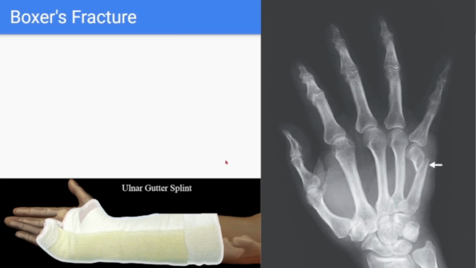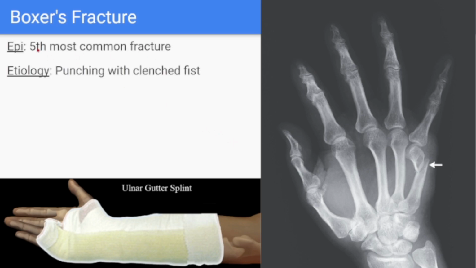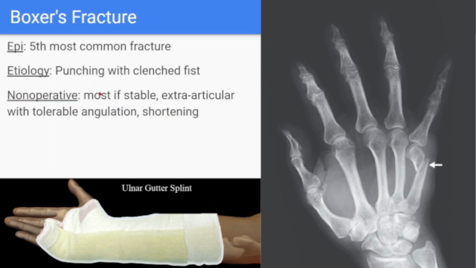So boxer's fracture. So I mentioned punching for scaphoid. Well, this is the most common punching injury. You get a 5th metacarpal fracture here. We call it a boxer's fracture. Very common. 5th most common fracture overall, right? So radius, number 1. This is number 5. Most of these are non-surgical, assuming that it is not open, right? Intra-articular, right?